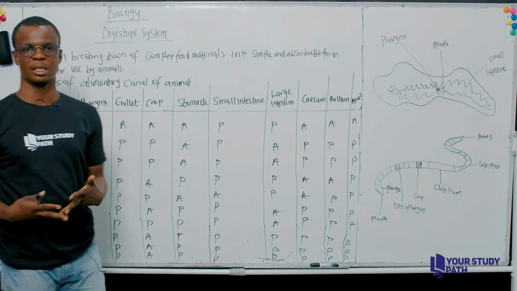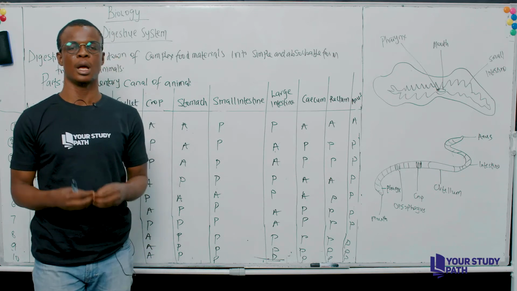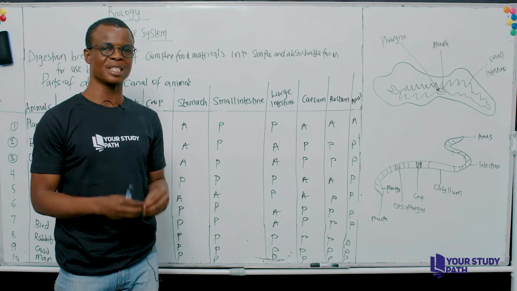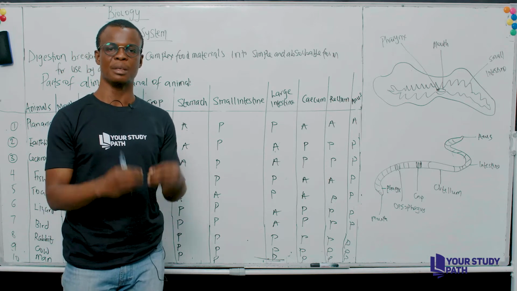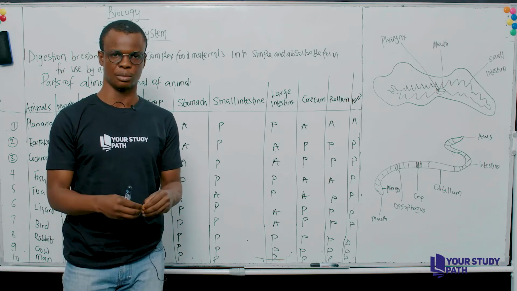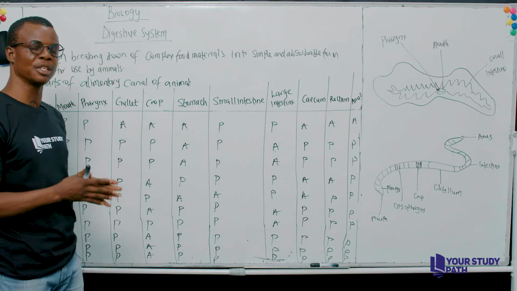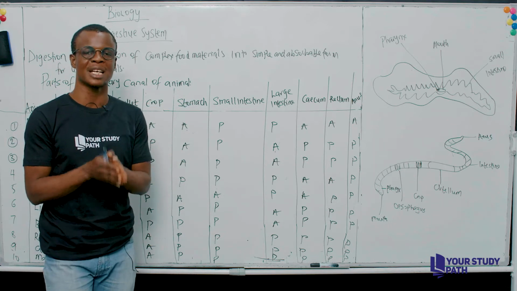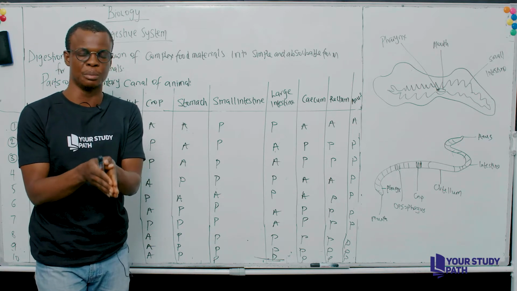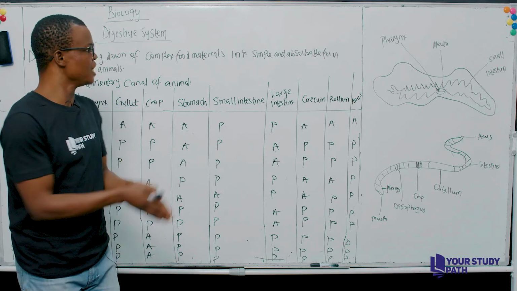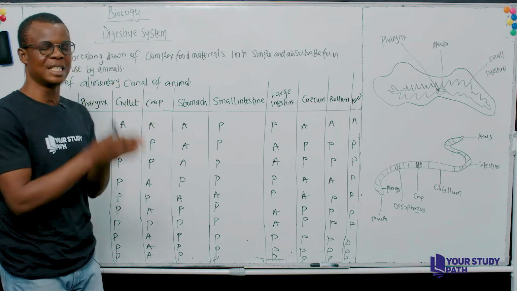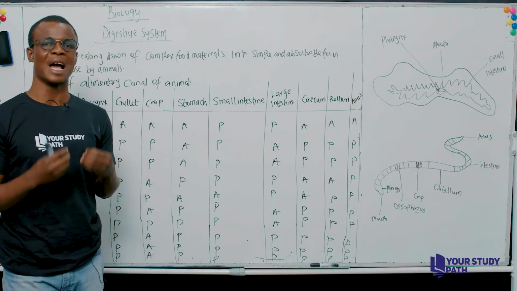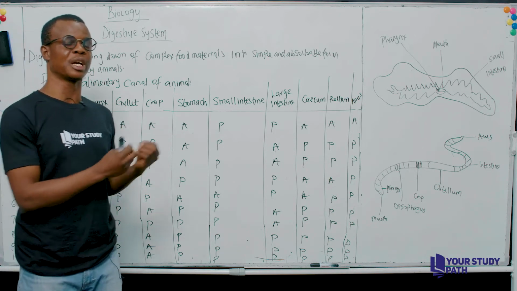The food we eat, or the food we consume, are complex food material. And for the food to carry out effective metabolic functions in the body of an animal, it needs to be broken down. So the process of breaking down this complex food material into simple and absorbable form so that it can enter into the bloodstream and carry out its function is what is known as what? Digestion.